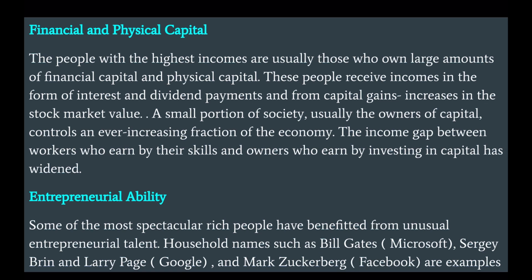Financial and physical capital. The people with the highest incomes are usually those who own larger amounts of financial capital and physical capital. These people receive incomes in the form of interest and dividend payments and from capital gains, increases in the stock market value. A small portion of society, usually the owners of capital, control an ever increasing fraction of the economy. The income gap between workers who earn by their skills and owners who earn by investing in capital has widened.